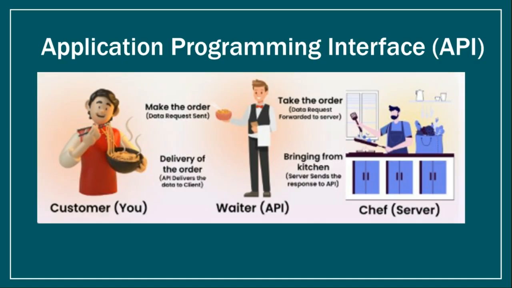In this model, the customer acts as the client who makes the request. The waiter acts as the API, which carries the request and the response, and the chef or the kitchen acts as the server, which provides the response.